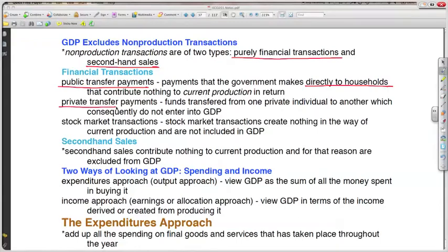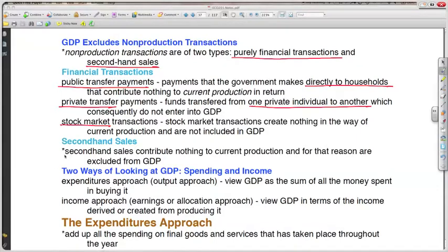The next is private transfer payments, and this is when funds are transferred from one private individual to another. The idea is that you get a Christmas card from your grandmother and it has $10 in it. That would be a private transfer. Our third type of financial transaction is a stock market transaction. When you purchase stock, you're not creating anything in the way of new production. That production does not happen until the business decides to take that additional cash on hand and make something with it. But when you just purchase stock, that does not add to GDP.